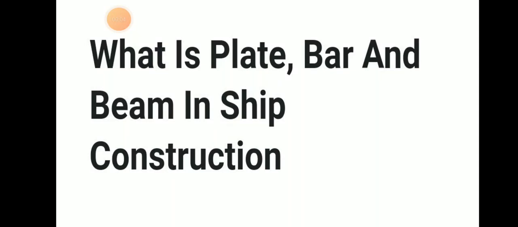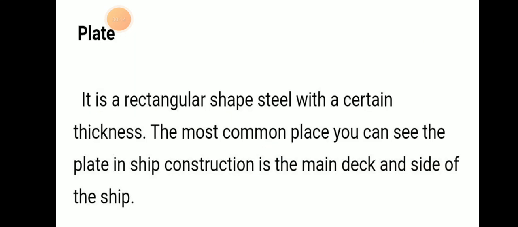Today we will be discussing what a plate, bar and beam are, as used in ship construction. So let's discuss the difference between plate, bar and beam. A plate is a rectangular shape of steel with a certain thickness. The most common place you can see a plate is in the main deck and side of a ship.